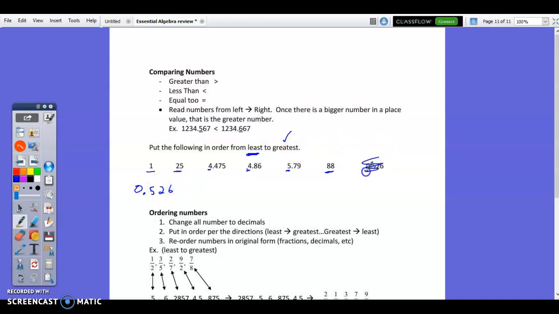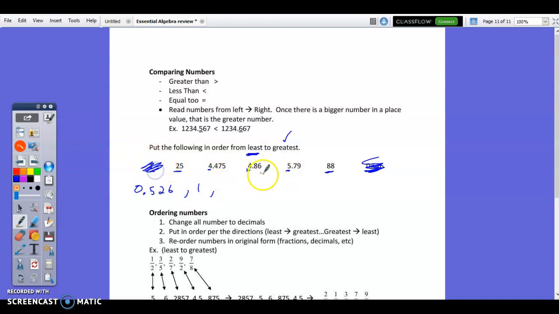0.526. Okay, that's gone. All right, so now what would be the next smallest number? Well, I'm looking at my ones with the 1 spot. I have a 1, a 4, a 4, a 5. Well, 1 is our next smallest, so I would put 1.